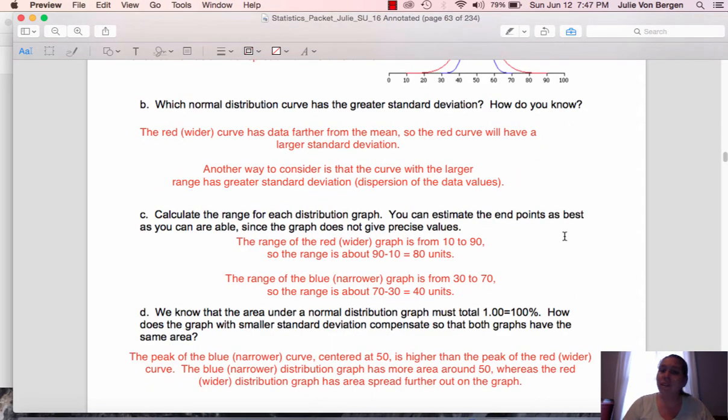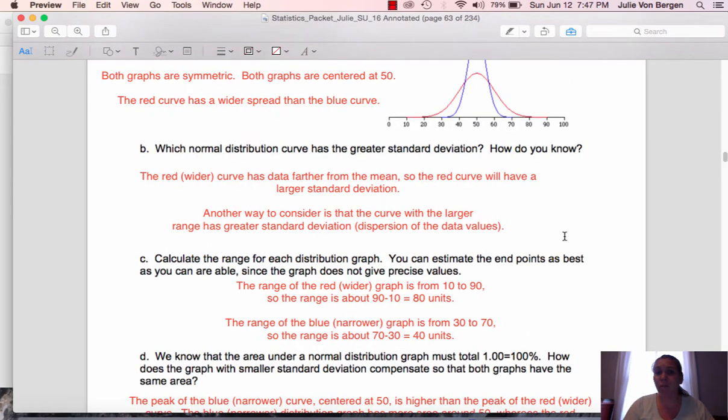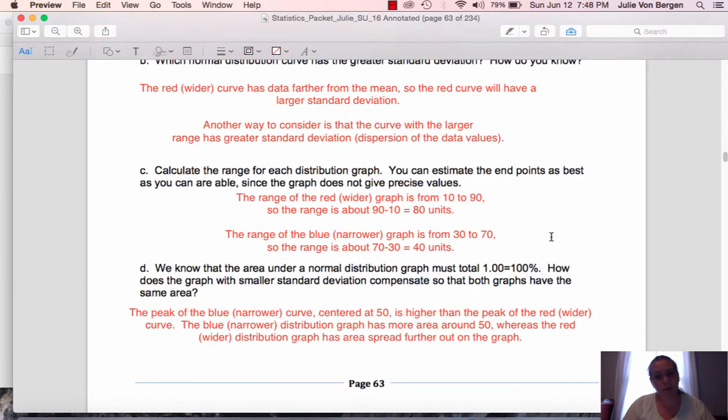Question C asks us to calculate the range for each distribution graph. So you can estimate the endpoints as best as you're able. If we look at the red graph, that's the wider graph, it looks like it goes from 10 to 90. So the range is about 90 minus 10, or 80 units. The blue graph is narrower, and that goes from 30 to 70. So that range would be around 70 minus 30, about 40 units. And I'm saying units here because we don't know what we're measuring on this graph. If we know that we're measuring test scores or heights, then we would give those units associated with the graph.